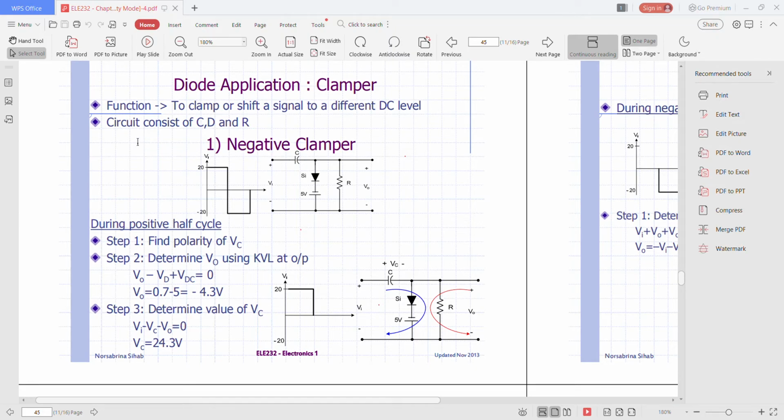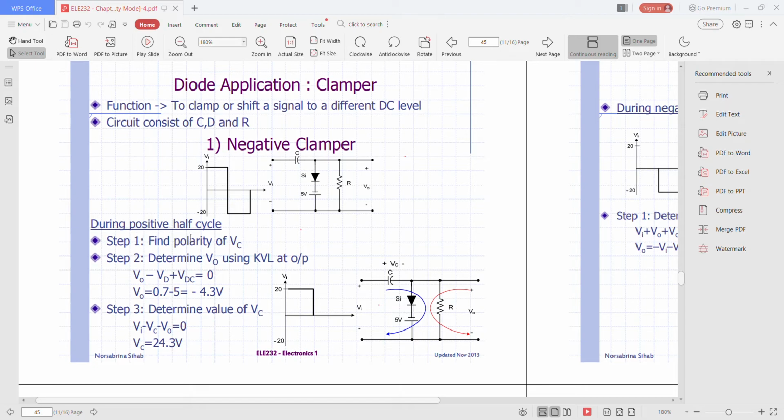So the circuit consists of C, D and R. C stands for capacitor, D is the diode, and R is the resistor. So this is the type of negative clamper. As you can see here, for a negative clamper, the polarity negative is opposite to the VDC, negative terminal for VDC. So now we go on to the analysis of negative clamper.